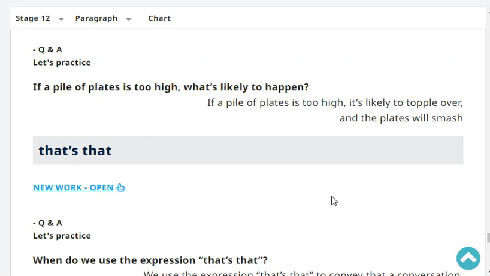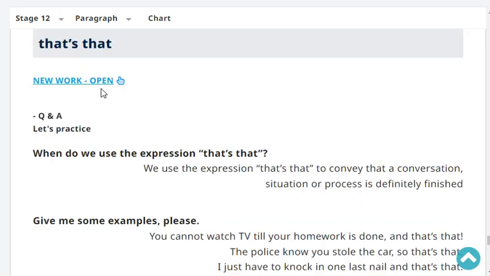Let's practice. If a pile of plates is too high, what's likely to happen? If a pile of plates is too high, it's likely to topple over and the plates will smash. Very good.